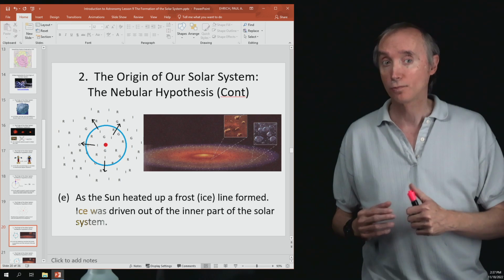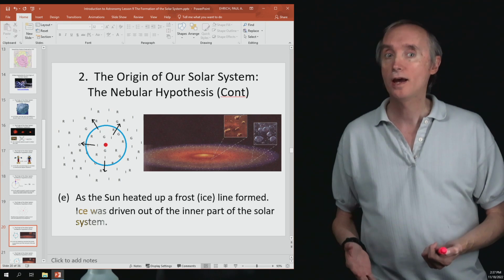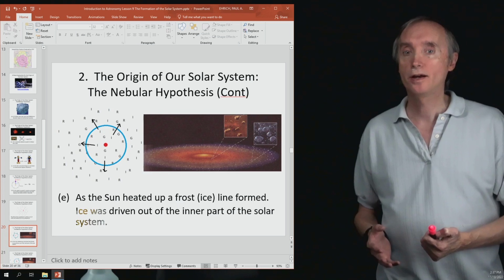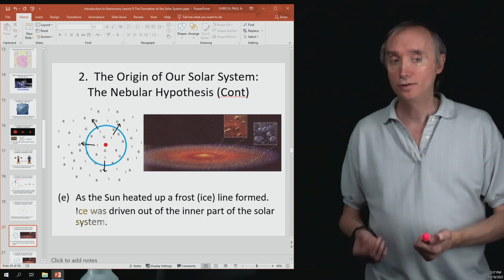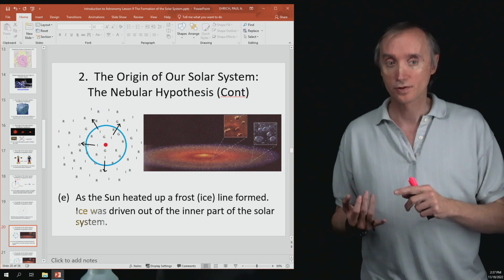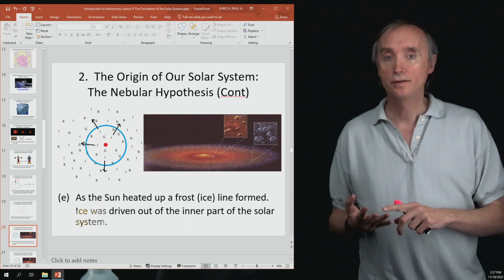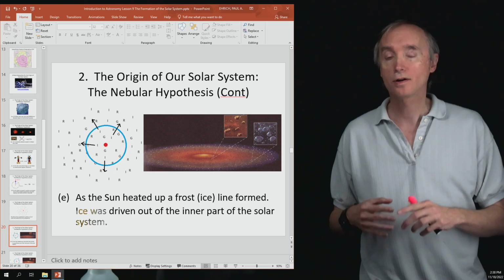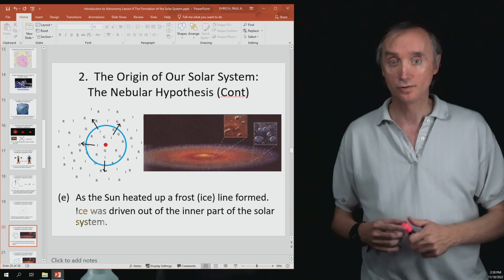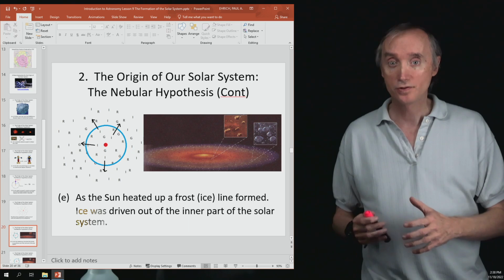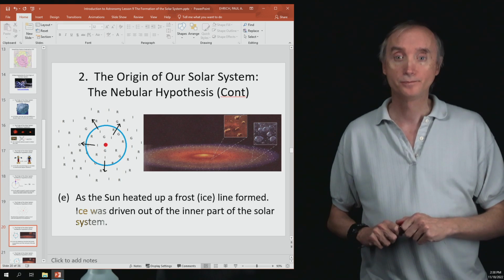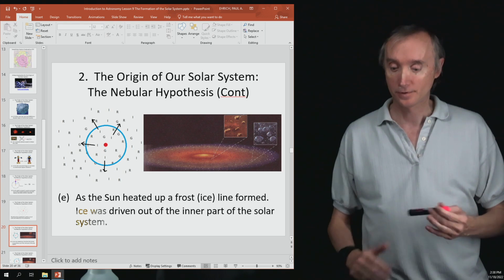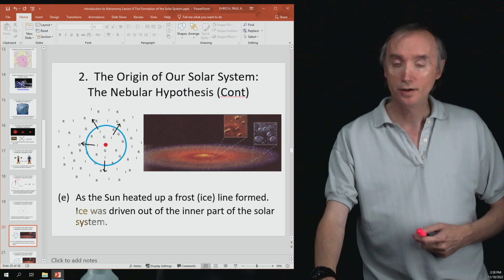Now, what about the rocks and the iron? They're okay. This would explain why the inner planets, Mercury, Venus, Earth, and Mars, are composed of rock and metal: because they could survive close to the sun. Okay, got it? Okay, let's go on.